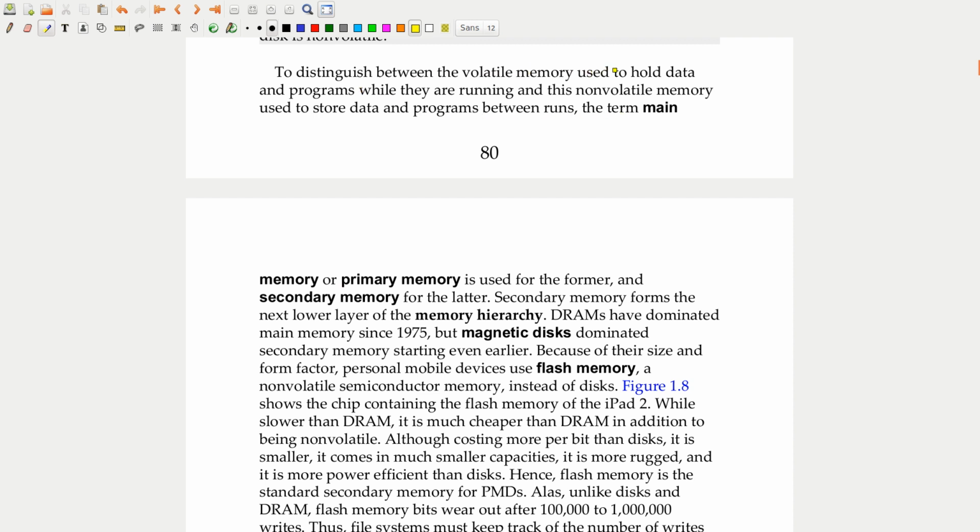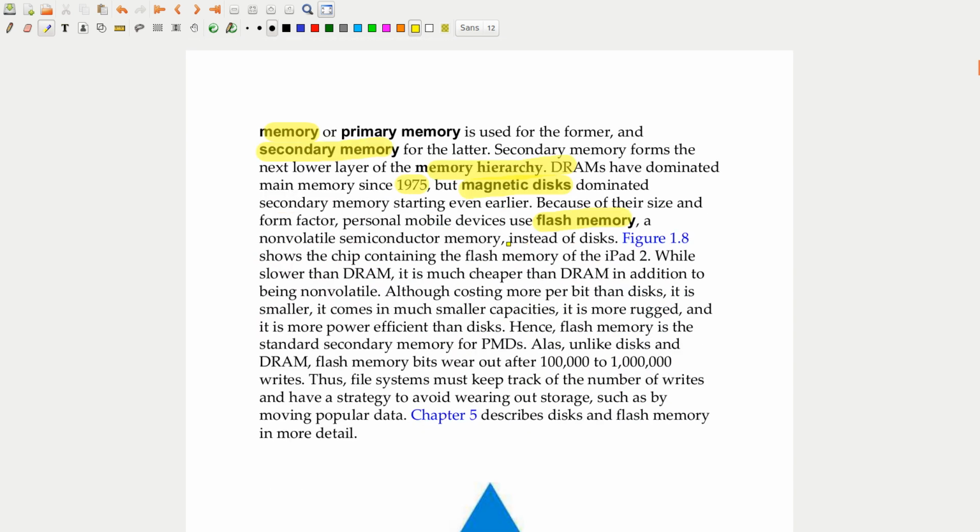So to distinguish between volatile memory, used to hold data and programs while they're running, and non-volatile memory, to store data and programs between runs, the term main memory, so it's always going to be called main memory. I don't know anyone that calls it primary memory. And then also secondary memory. It says magnetic disks, so that's like 1975, like it says. Flash memory is more common now.